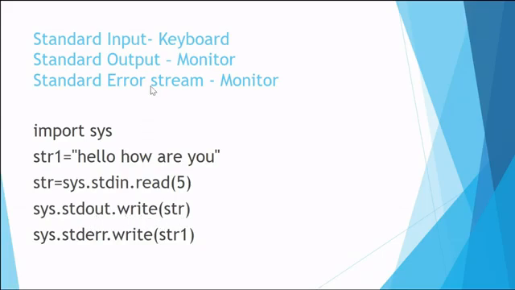When I say standard output write the string, where is it going to write? In the standard output, which is what? The monitor. And here I have told it to write str1, that is the string that I have given, to the standard error output. Again, where is the standard error displayed? On the monitor, but the error is always displayed in red color, so it will show you in red color.